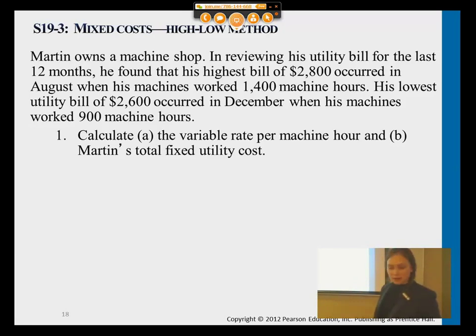For the last 12 months, he found that the highest bill was 2,800, and it was in August. At that time, his machine worked 1,400 machine hours. His lowest bill was 2,600, and it was in December. And at that time, machine worked 900 hours. So what we need to calculate right now is first, variable rate per machine hour, and second, Martin's total fixed utility cost.